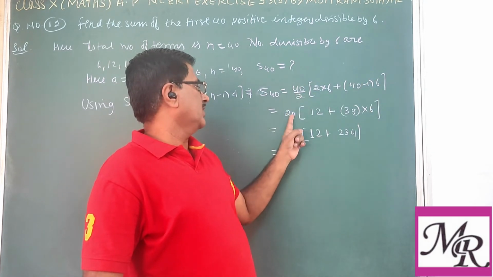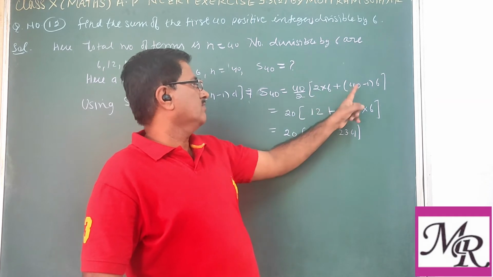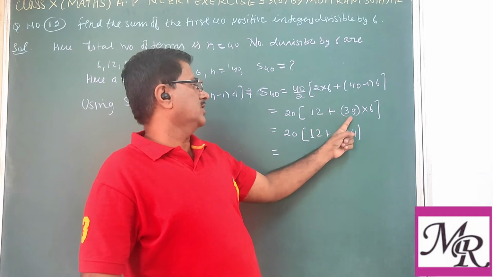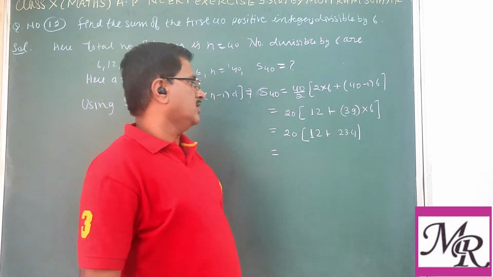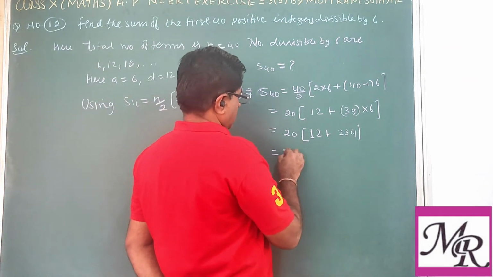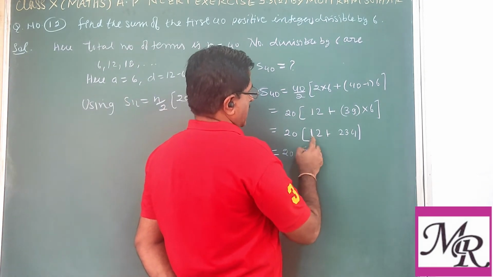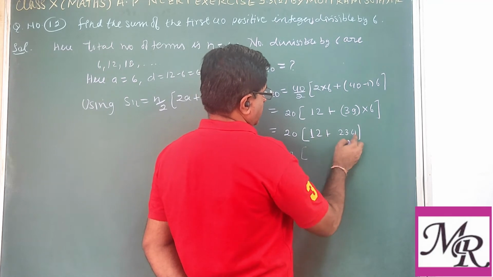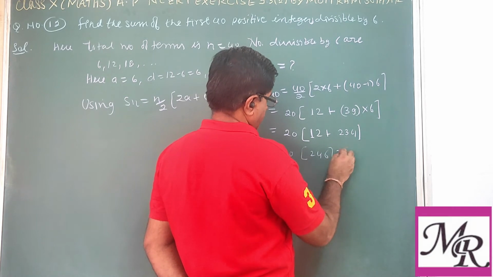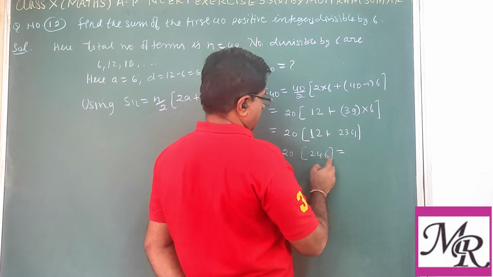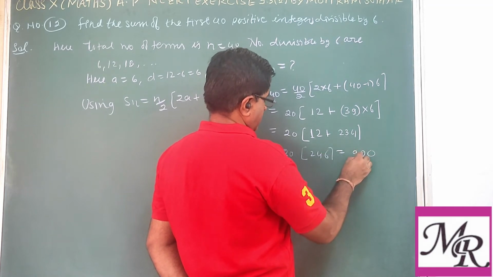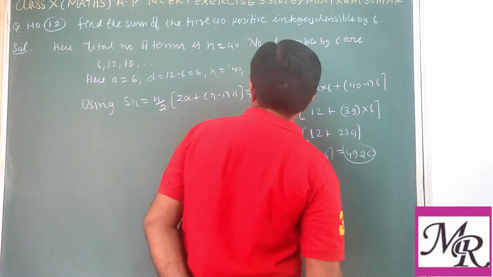So 40 by 2 is 20, 2 into 6 is 12, 40 minus 1 is 39. So 20 into (12 plus 39 into 6). Multiply 39 into 6, which gives 234. Now add 12 plus 234, that is 246. Now multiply this by 20. We multiply with 2 first: 246 into 2 is 492, then the zero. So this is the required sum.